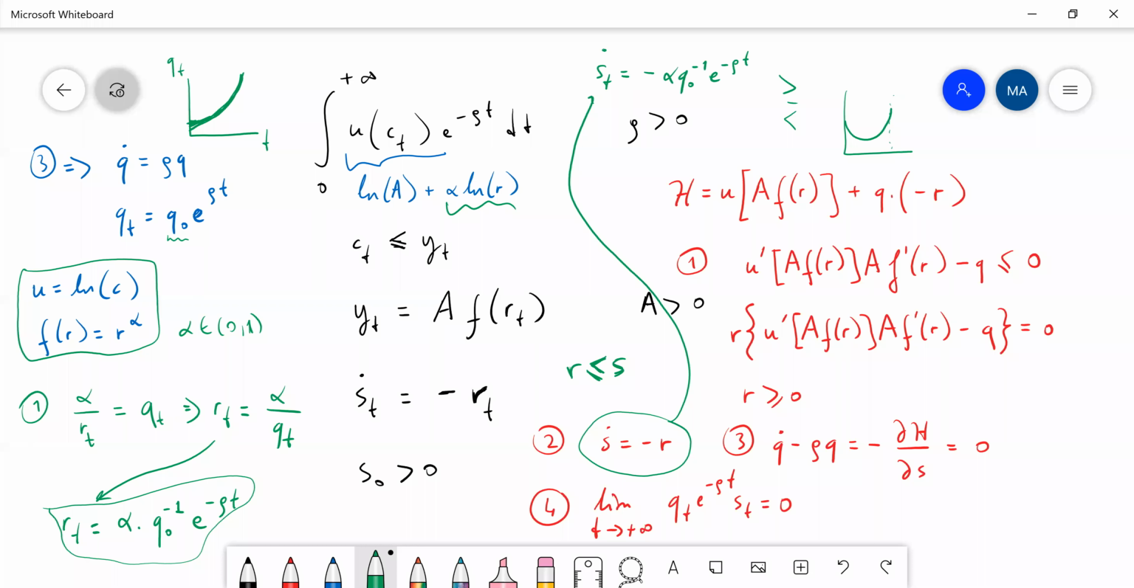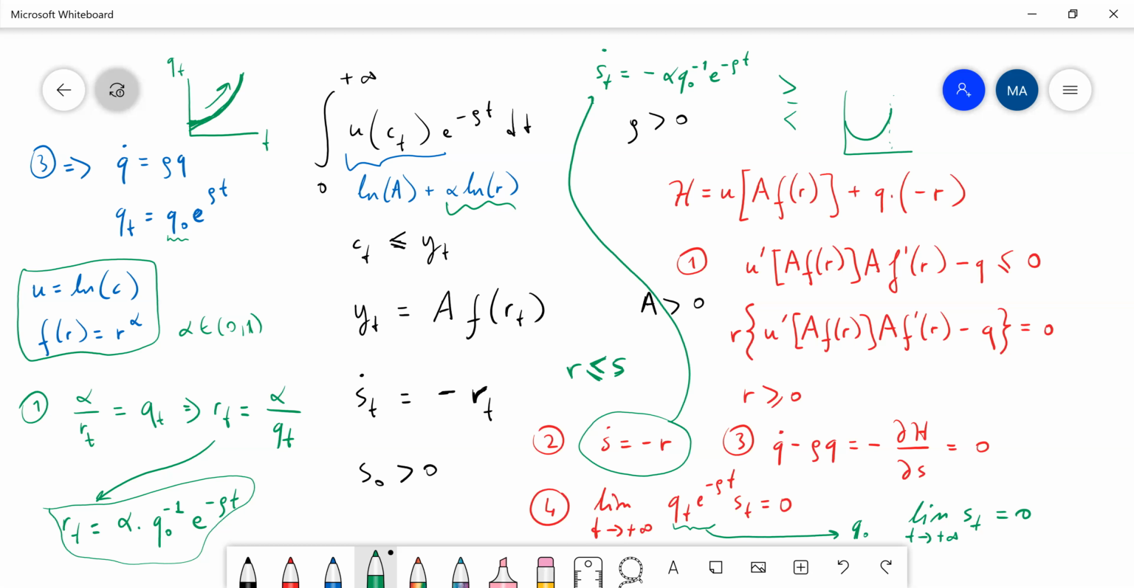Now, realize one thing. If you multiply Qt with e to the minus rho t, this thing is basically equal to Q0. Q0 is some positive number, so it goes out. So the transversality condition becomes this, because the shadow price will always remain positive. This means this resource is always valuable. So the transversality condition at the end tells me that you should consume all of it when t goes to positive infinity.